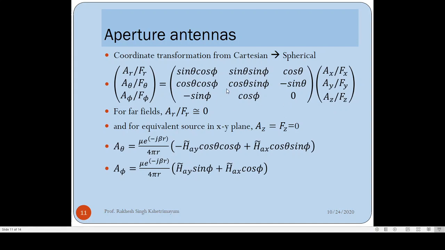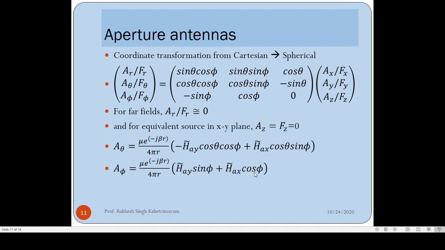So now you do a coordinate transformation. If I want to find A theta, then I can simply find it as this: mu e^(-j beta r) by 4 pi r times minus Jy tilde, where tilde means 2D Fourier transform, cos theta sin phi plus Jx tilde cos theta cos phi. Similarly, A phi you can also find out: minus Jx tilde sin phi plus Jy tilde cos phi.